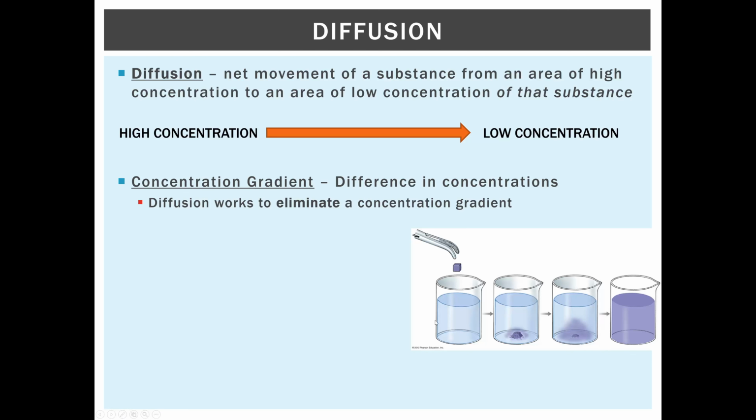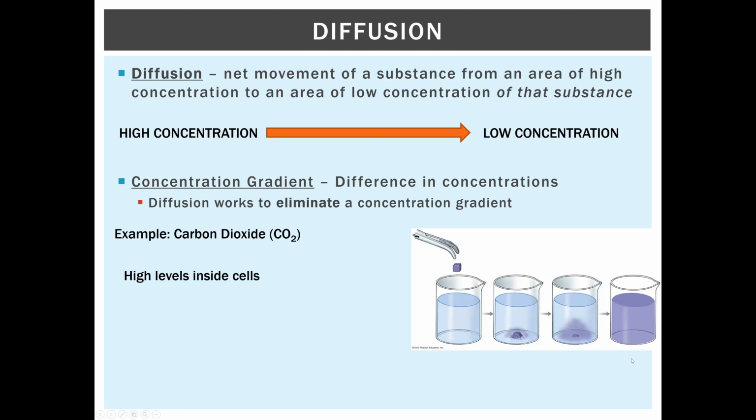So if you look at the image here, where we drop a little cube of beef bouillon or something into some water, the highest concentration in the beginning would be right around the cube that you dropped into the water. And then up here at the top, you would have a very low concentration. So the difference is what we call a gradient. And diffusion works to eliminate or get rid of that gradient. So the molecules will diffuse out from the area of high concentration to the area of low concentration until eventually the entire concentration is the same and there is no longer any gradient.